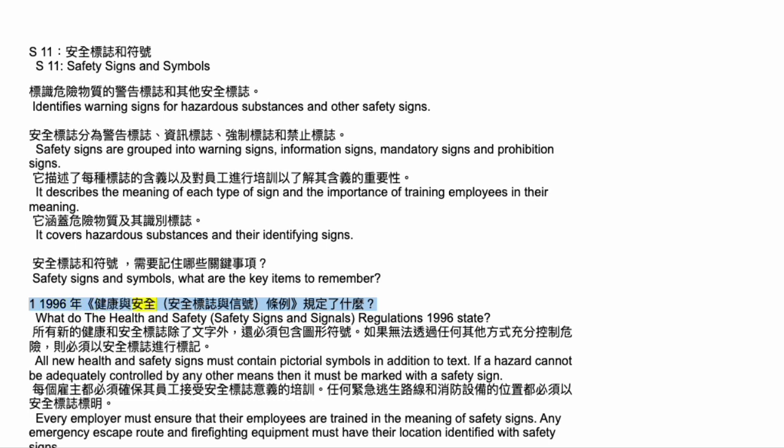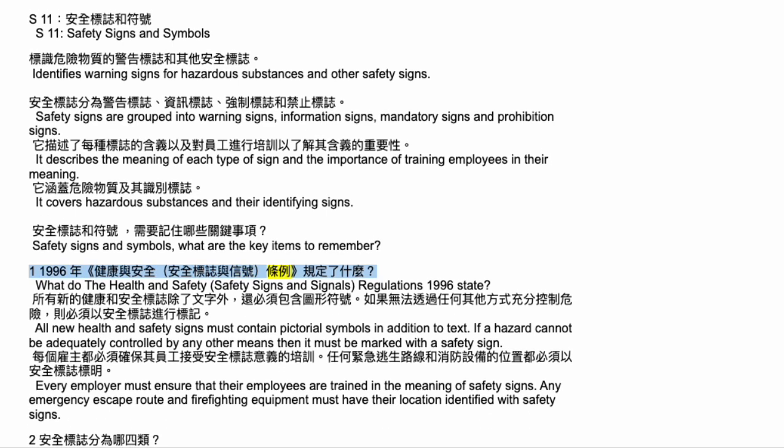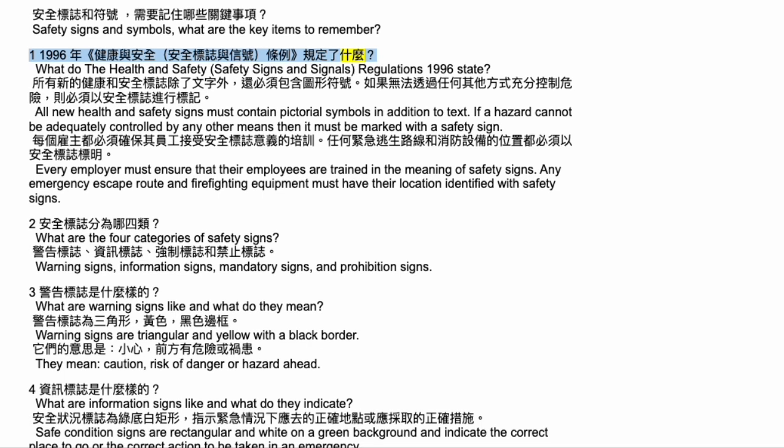What do the health and safety signs and signals regulations 1996 state? All new health and safety signs must contain pictorial symbols in addition to text. If a hazard cannot be adequately controlled by any other means, then it must be marked with a safety sign.